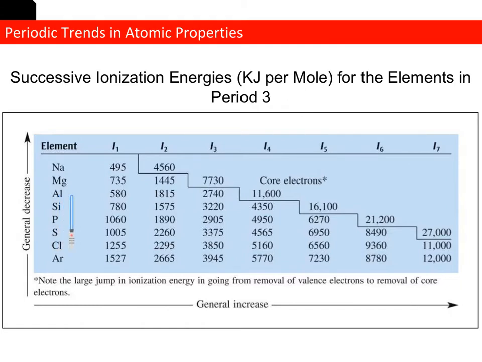Aluminum has 3 valence electrons. The first one's kind of difficult. The second one is more difficult because it's getting smaller. The third one is more difficult yet because it's getting smaller. And then it jumps to 11,000 kilojoules per mole, again because we're trying to remove a core electron. And as you can see, the stair step starts to emerge: as you get to the last valence electron, it's pretty high, but then the next one after the last valence is the highest yet. And that pattern emerges all the way across the period in the periodic table. It says right here, note the largest jump in ionization energy is going from the removal of a valence electron to the removal of a core electron.